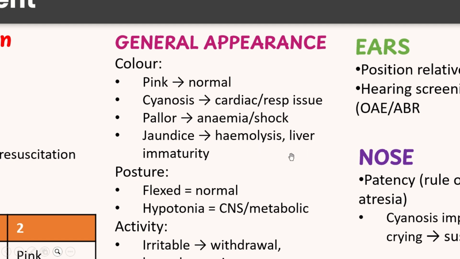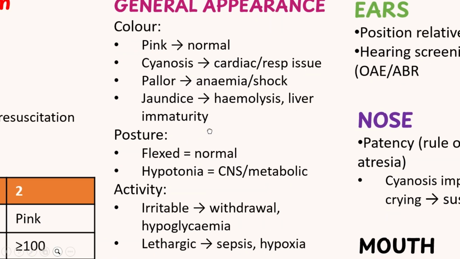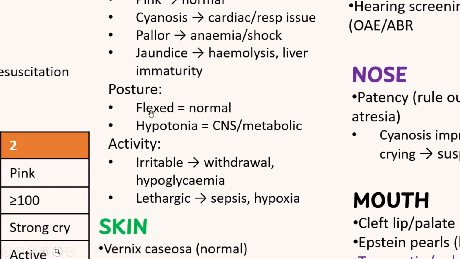Sometimes it can be liver, or even immaturity can be a cause of jaundice, because the liver takes a bit of time to mature and produce enough enzymes that can break down this bilirubin as fast as possible. So sometimes immaturity alone can cause the jaundice. So we look at their posture. If they are flexed, that is a good thing. If they are not flexed, they are hypotonic. They are flabby. A flabby baby is a sick baby.